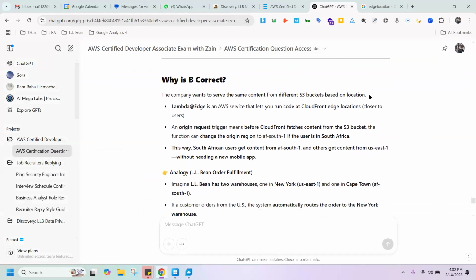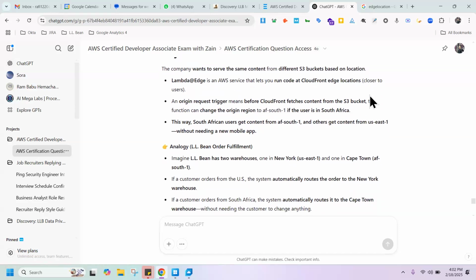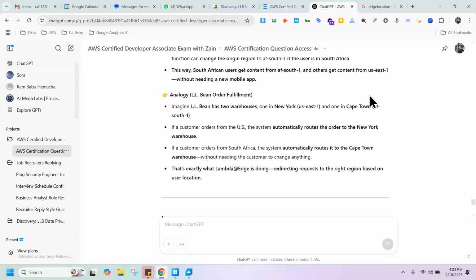An origin request trigger means that before CloudFront fetches content from the S3 bucket, the function can change the origin region to Africa South 1 if the user is in South Africa. Instead of manually deploying a new mobile app in a different region, just use Lambda Edge to serve your content into the different region. Simple as that. This way, South African users get content from South Africa 1, others get content from US East 1 without needing a new mobile app.